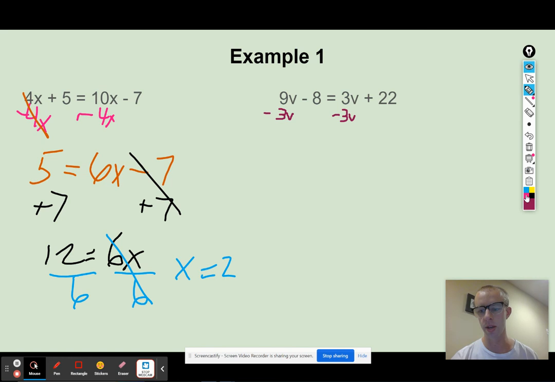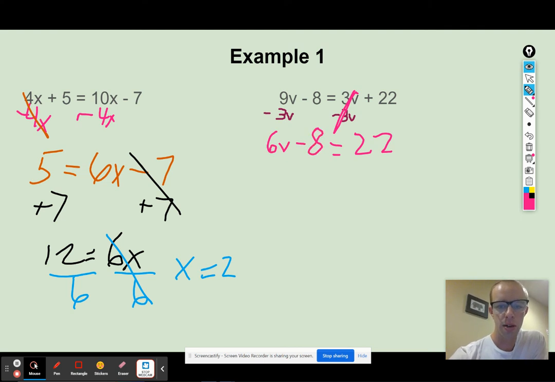We can only do this to like terms, so I have to line up the v's here. I have to line up the variables. Always line up the variables, all right? These cancel. Equal sign comes straight down. The only thing left on this side is the positive 22. I didn't use it, so I drop it down. 9v minus 3v is 6v. And I didn't use the minus 8, so it also comes down.